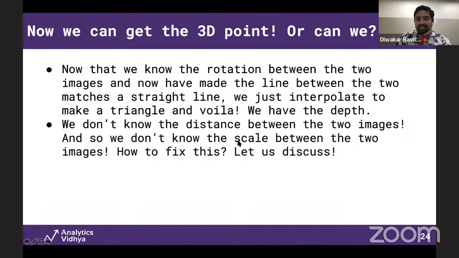But the issue here is we still don't know the distance between the two images. We get the translation, but how do you know that the translation is right? So the issue that comes along with this is we have no idea of the scale between the two images. It can be any amount of scale, and so the image might become smaller or larger. Any ideas on how we can fix this issue now?